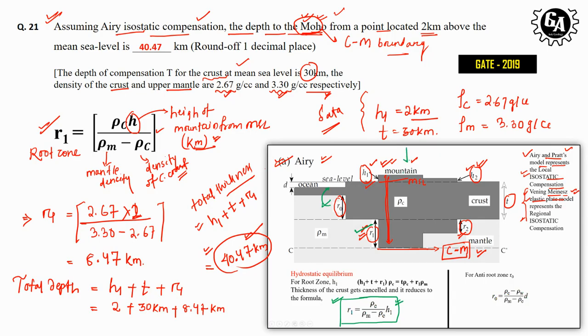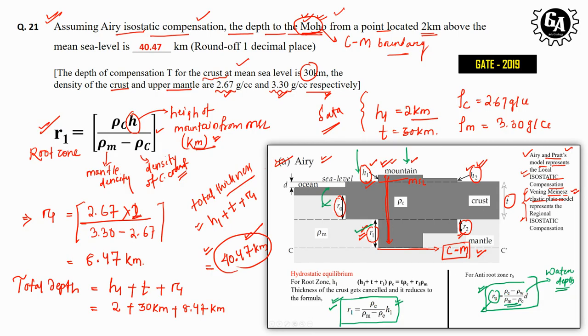If you calculate the pressure acting here and the pressure acting here, then you can equate both of them and find this formula. Similarly, for the anti-root zone, you can calculate r0 for the anti-root zone and r1 for the root zone. This is (rho c minus rho w) into d, where d is your water depth.